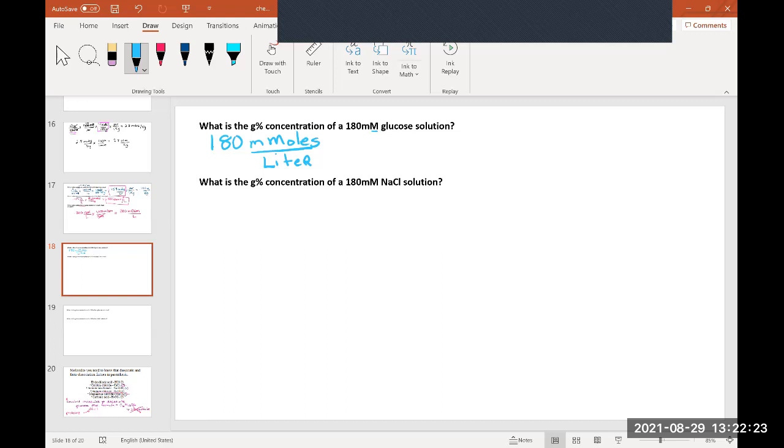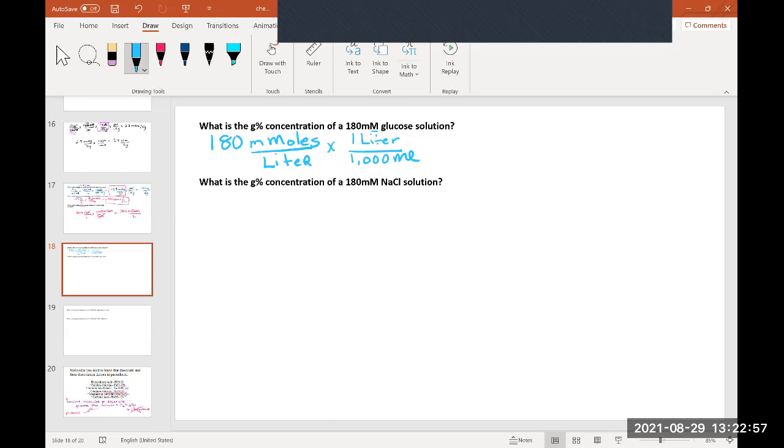Okay, so now, what do I know about a liter? There are 1,000 milliliters for every liter. So for 1 liter, I have 1,000 milliliters. Now that's a dangerous way to set up this equation, and I'll tell you why.